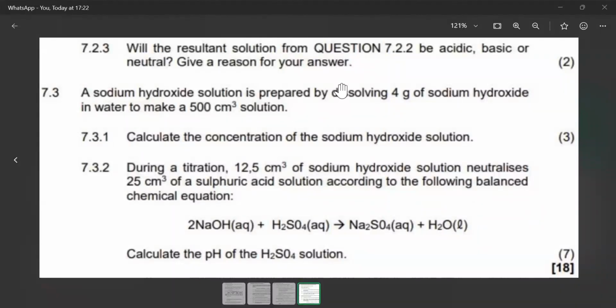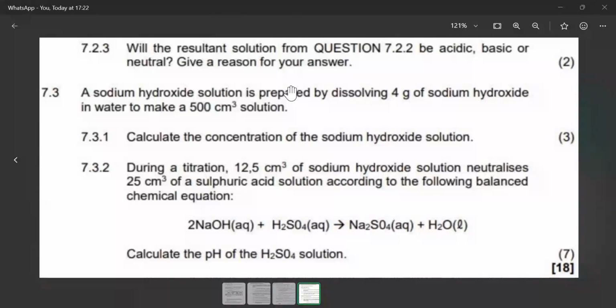And now they're asking us to find the pH, but listen, it's the pH of what? It's the pH of the sulfuric acid solution. Just this H2SO4. Not the pH of the final solution, maybe at the end point or the equivalence point. So it's 2 different things. It's different to the one that we are going to do next.